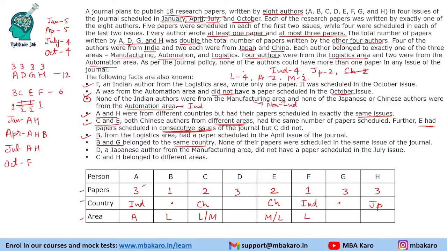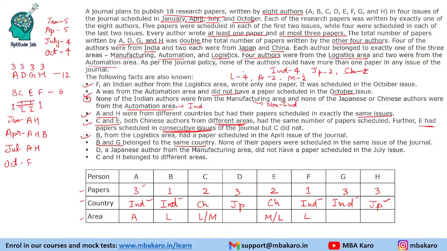Now which country can it be? Japan, if we fill Japan, Japan has already one person filled, that will make Japan as 3. So B and G will be from India. So now we have figured out the 4 Indian people. So this means D must be from Japan. So B and G belong to India.